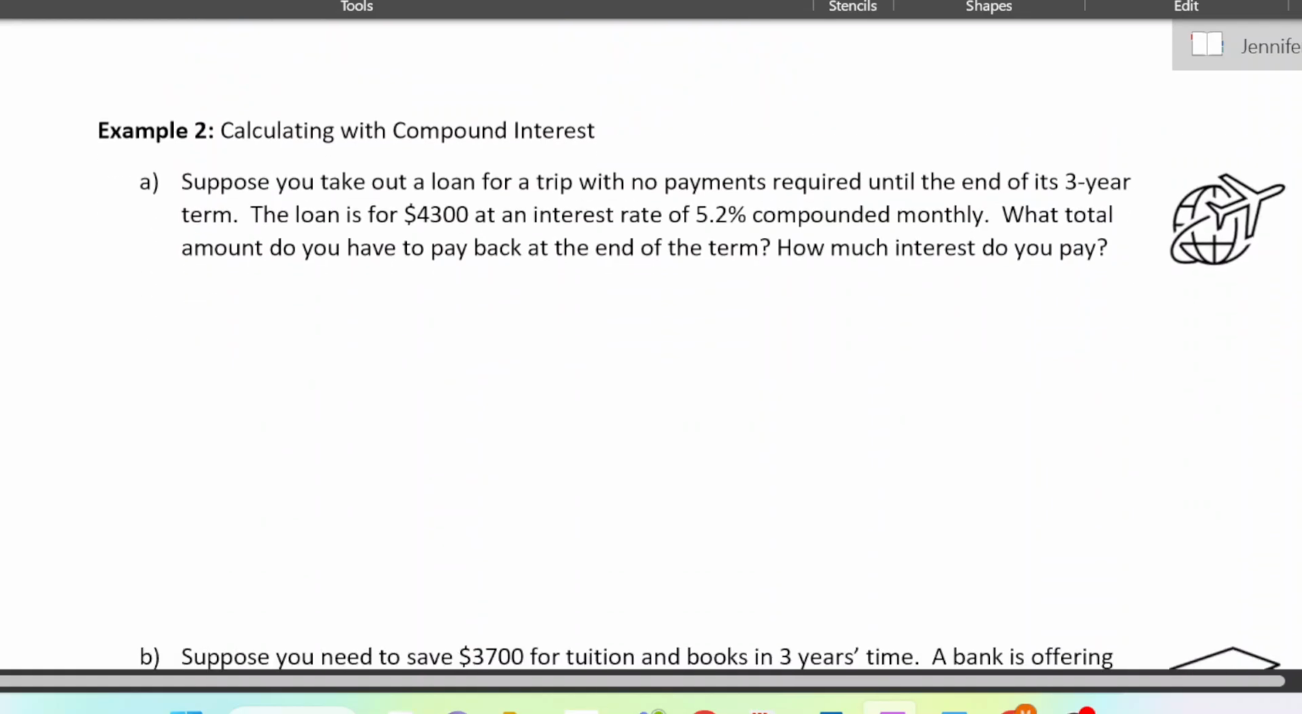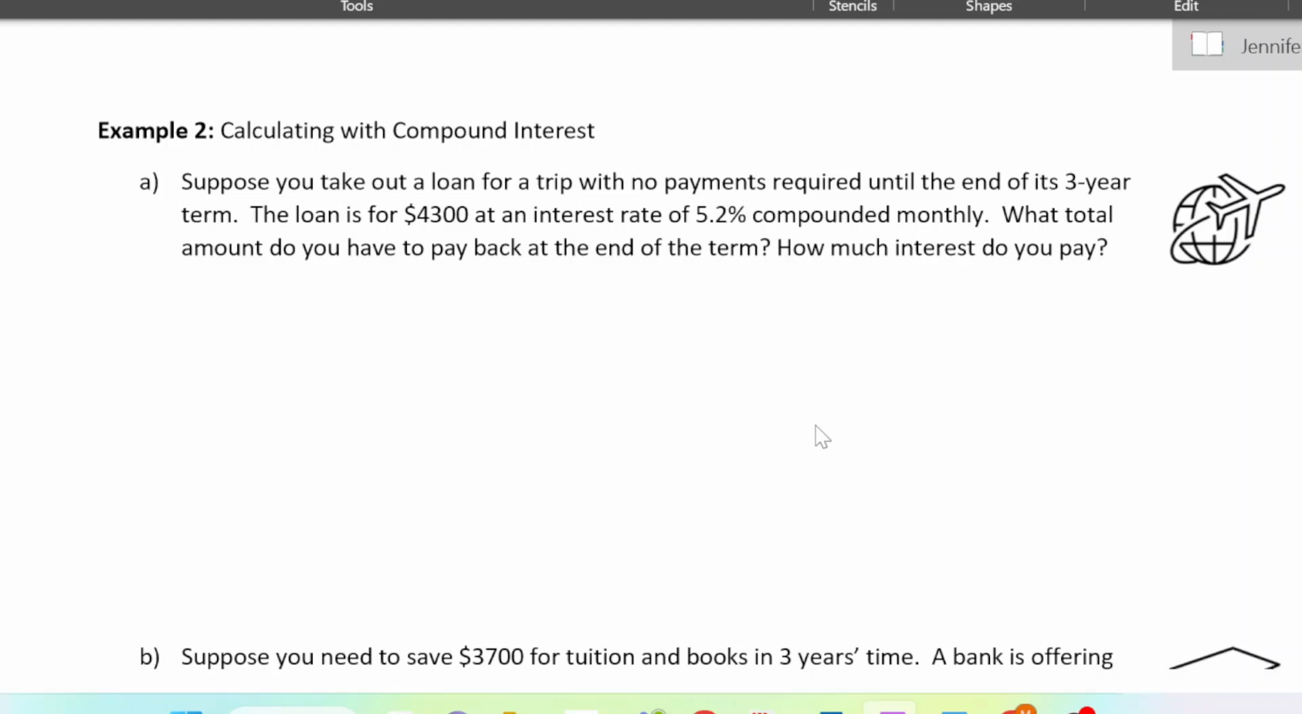Let's read this example and then write out what we know. Okay, so it says, suppose you take out a loan for a trip with no payments required until the end of the 3-year term. So this is how long the loan is. That's going to be our time. The loan is for $4,300. That's the principal at an interest rate of 5.2% compounded monthly. So that means the interest is recalculated every month. What is the total amount that you'd have to pay back at the end of the term? And how much interest did you pay overall?